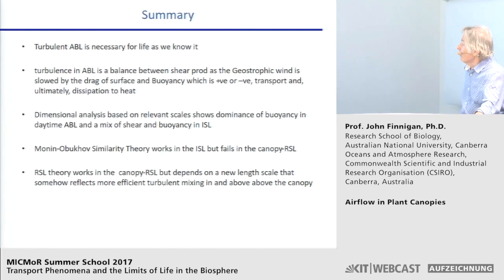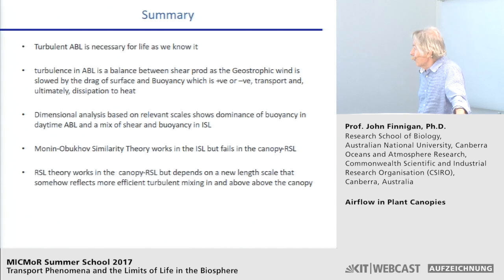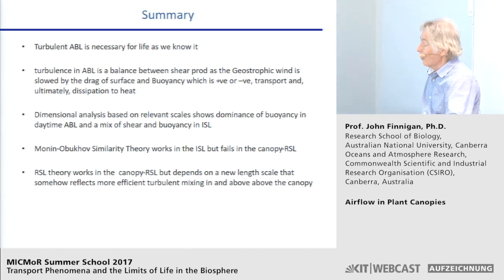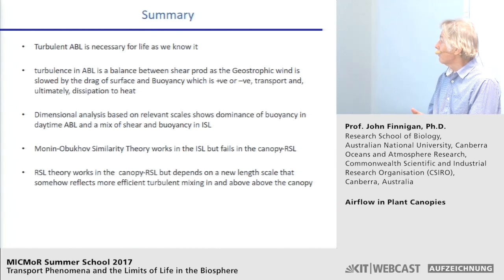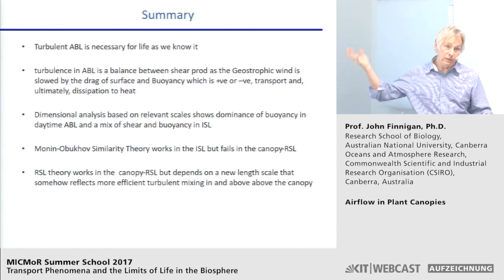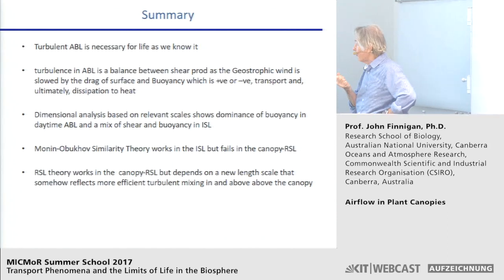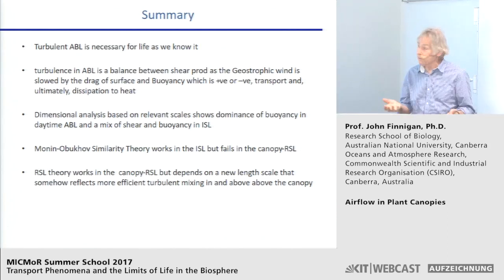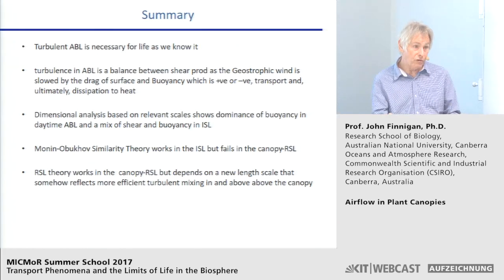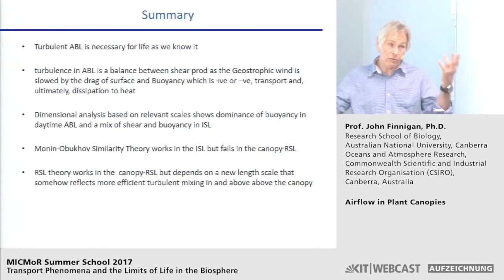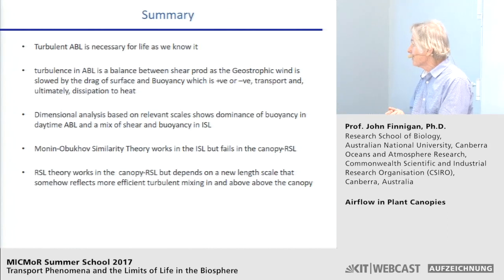So just summarizing all of that, turbulence in atmospheric boundary layers is necessary for life as we know it. The turbulence is a balance between shear production, as the geostrophic wind, as the wind flows from high to low pressure regions around the planet, is slowed by the drag of the surface, and buoyancy, which is positive when the sun's warming the ground and negative when the ground's radiating its heat away at night. And ultimately, it all ends up as heat.